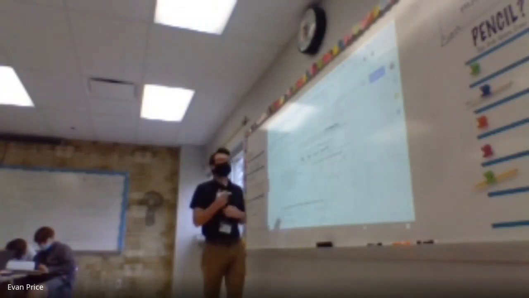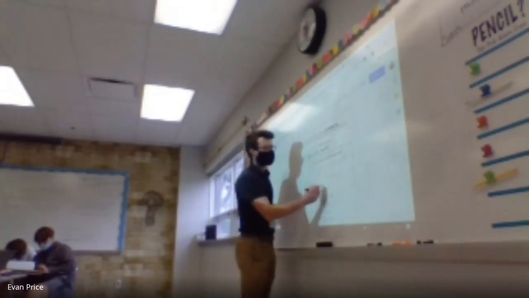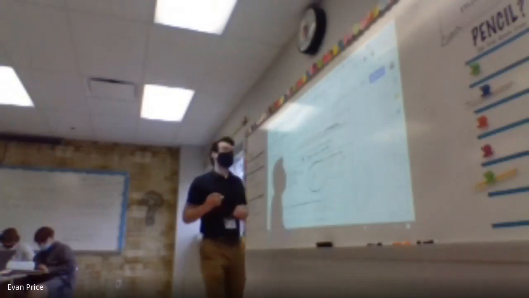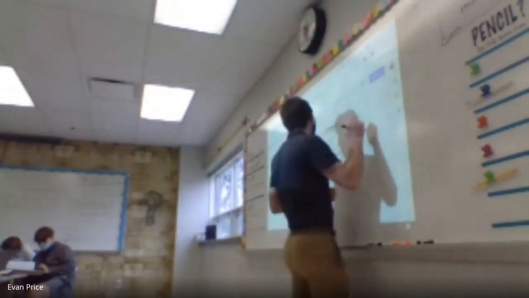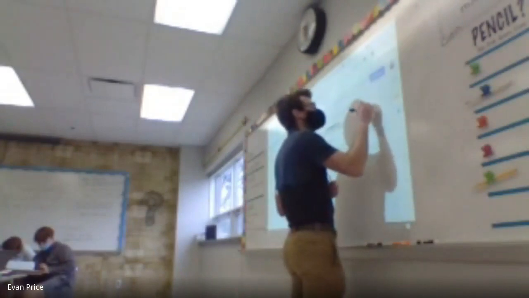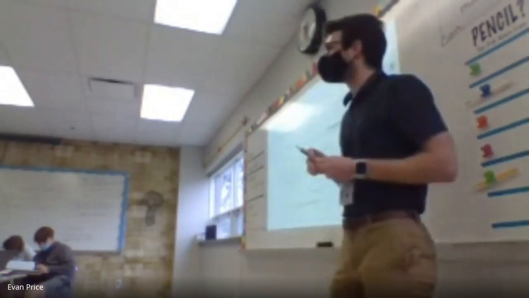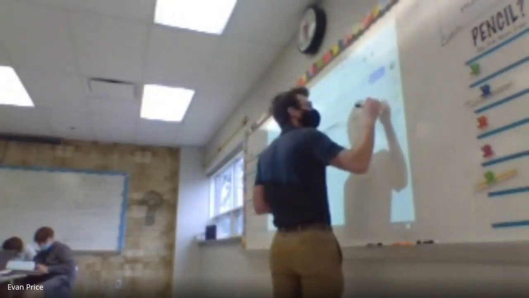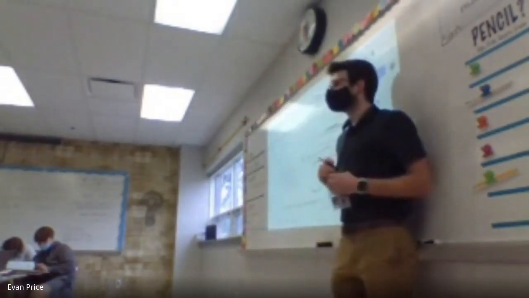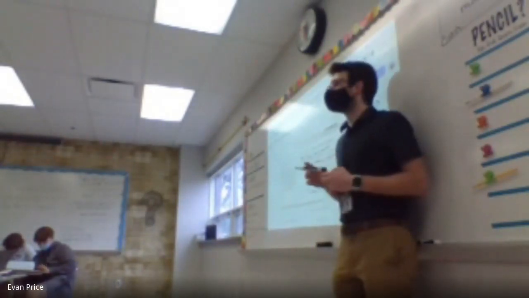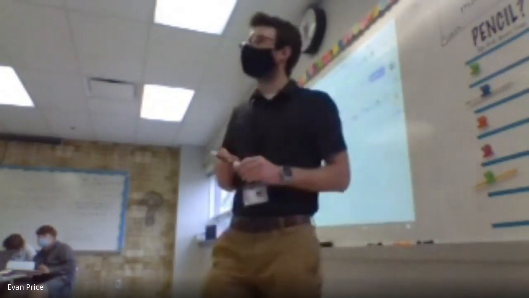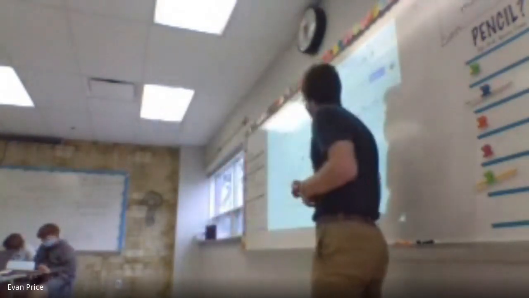So let's look at this example right here. If I wanted to find out what the measure of angle 7 is, somebody tell me. Why is it 113? They're a vertical pair. They are vertical angles, and vertical angles are congruent.